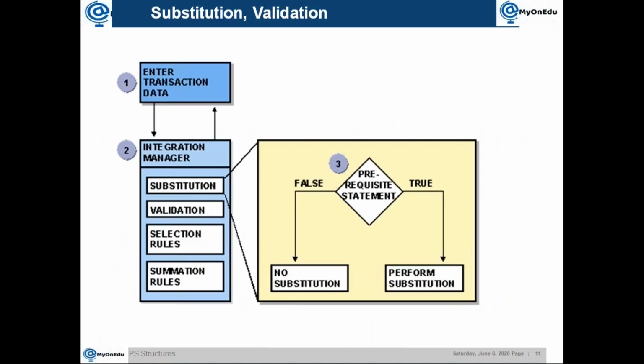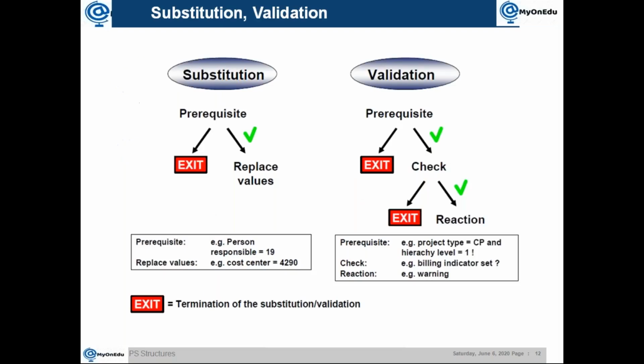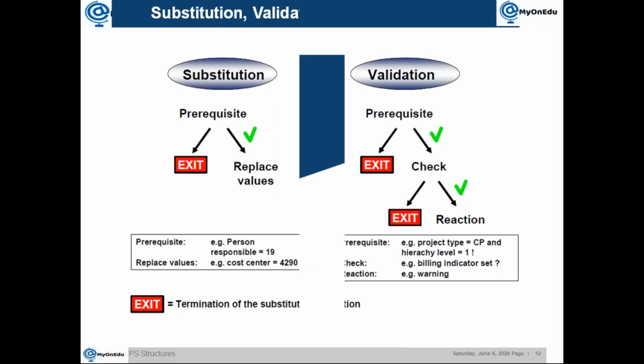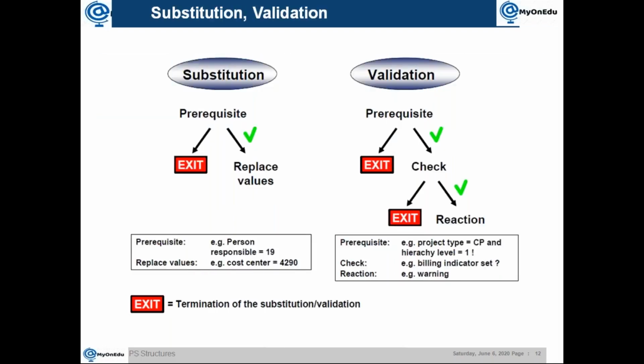So this is just a pictorial representation. It will check whether it is false or true, then perform substitution like that. Same thing as I said, validation prerequisite. If it is false, then it exits. It won't check. If it is true, then it goes to the check statement. Then if it is true, it exits. If false, it gives a reaction. Then in substitution, if the prerequisite is false, then no replacement. If the prerequisite is true, then it replaces the value. So that's what we need to check. We will look into the system. Okay, is it clear or any doubt?